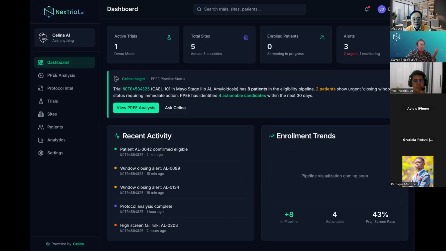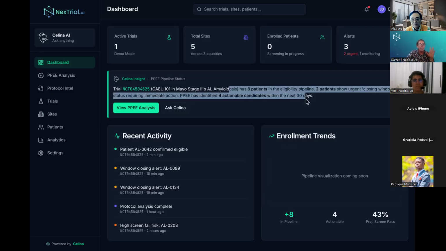So what we're going to do here today is, first, let me show you the NextTrial platform, powered by Selena, our clinical AI. One trial loaded, right? It's an NCT number, Mayo stage 3B AL amyloidosis. 8 patients across 5 US sites. And immediately Selena is surfacing something: 2 patients require immediate action, not because of missing data, but because their disease is progressing towards a critical biomarker threshold. So she highlights that immediately.